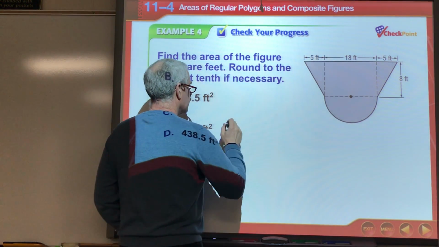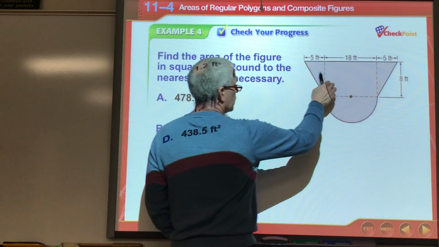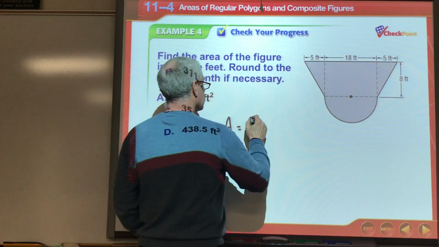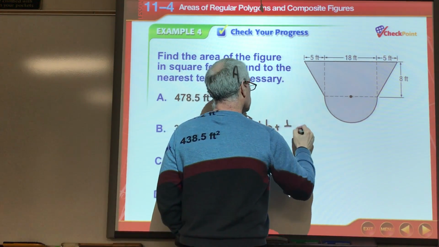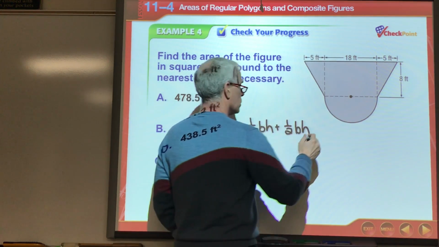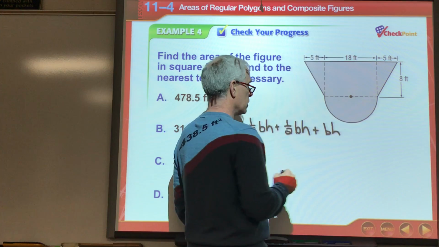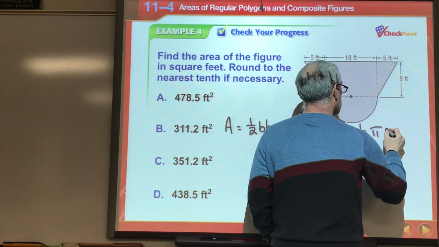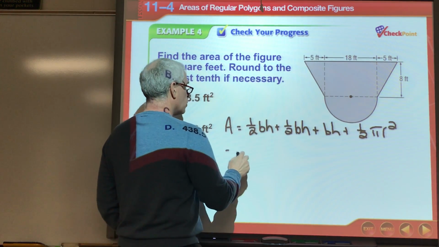So our total area, let's look at these triangles. So triangles half base times height. And we have two of those, okay? You've got a rectangle, which is base times height. And then you've got a semicircle, which is going to be half pi r squared, okay? So let's work this out.